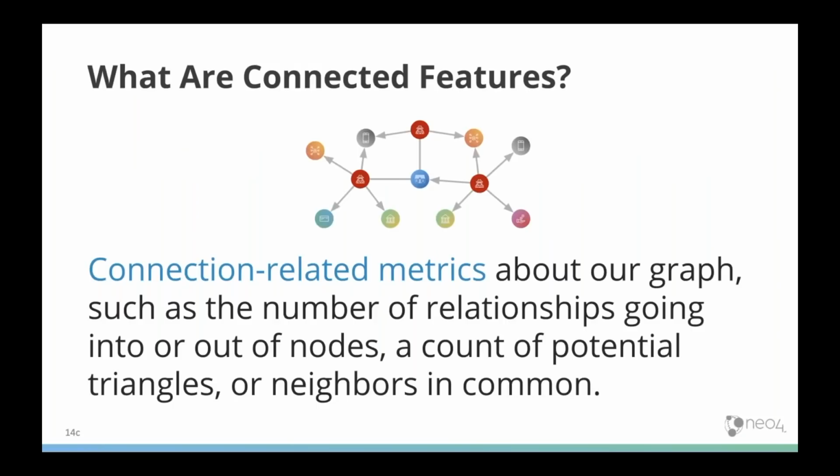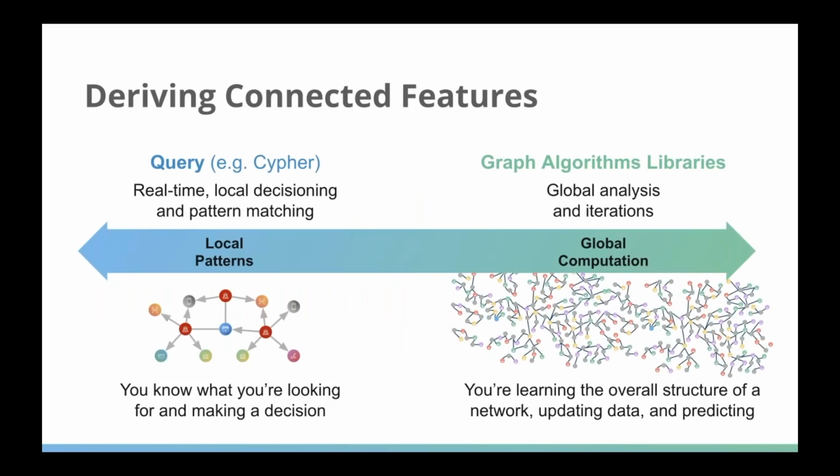So the first thing, I guess, to answer is what is a connected feature. This definition that we've got in here works quite well. It's effectively metrics that are based on connections. For example, working out the number of relationships that are going in or out of a node, perhaps counting the number of triangles or neighbors in common. Those are just 3 examples of connected features. Effectively, it's just features that are derived from a graph.